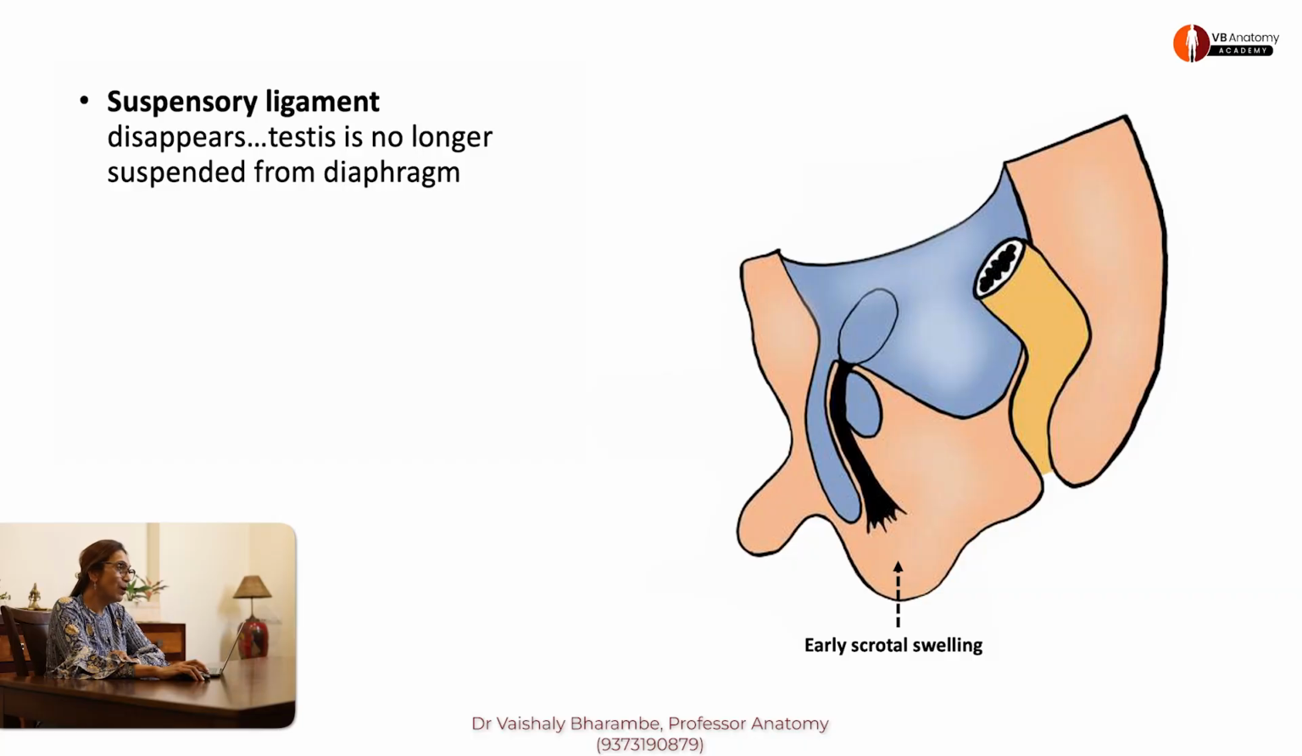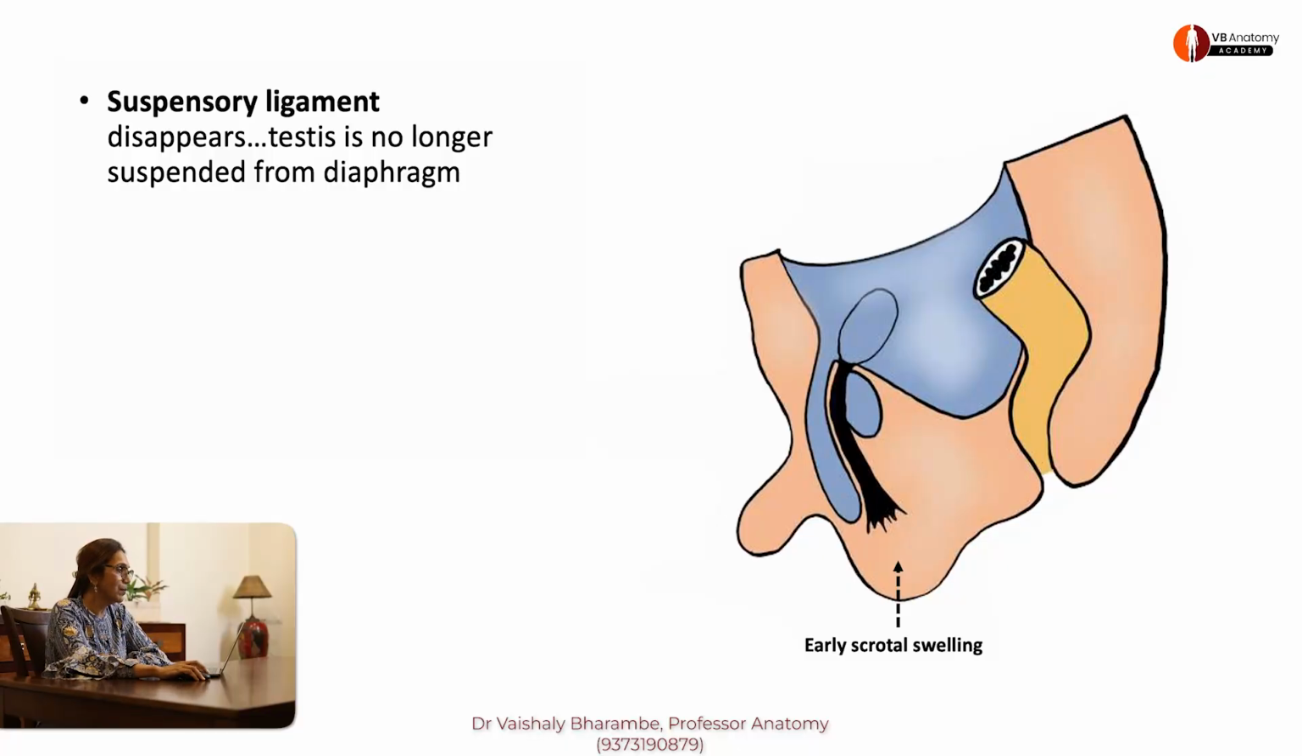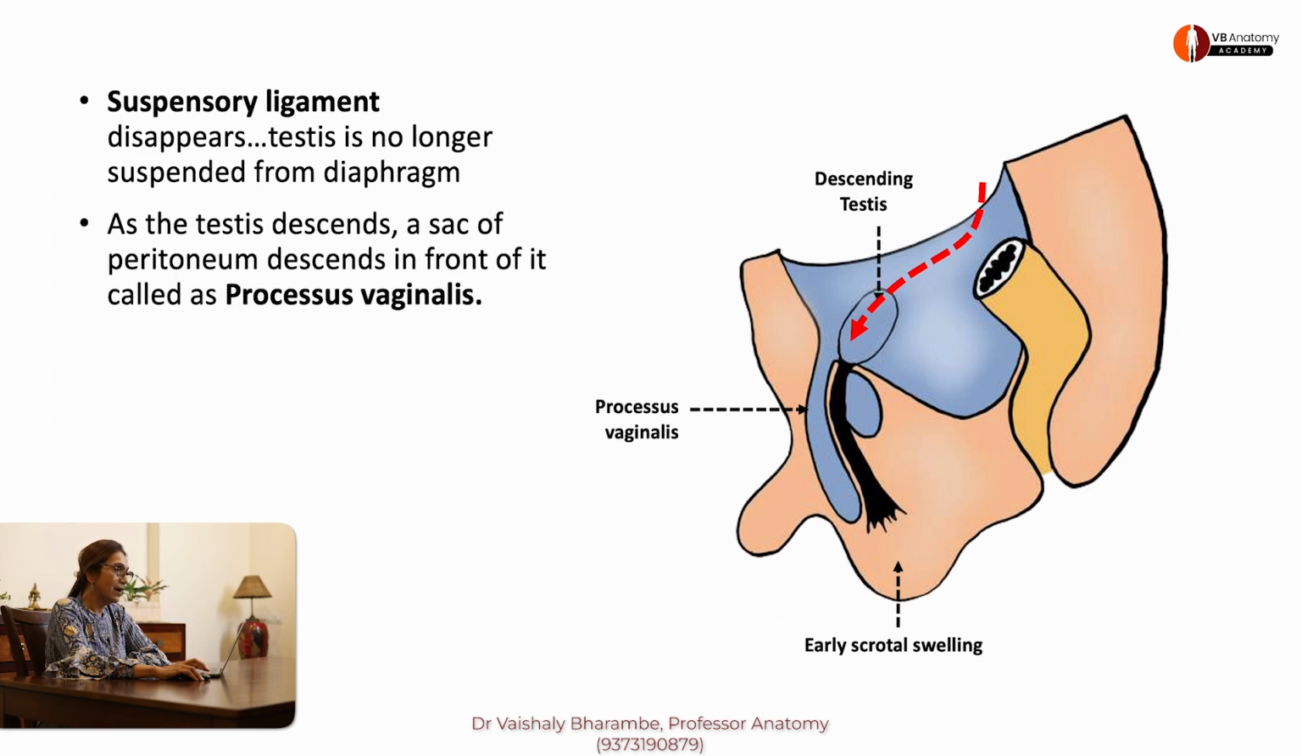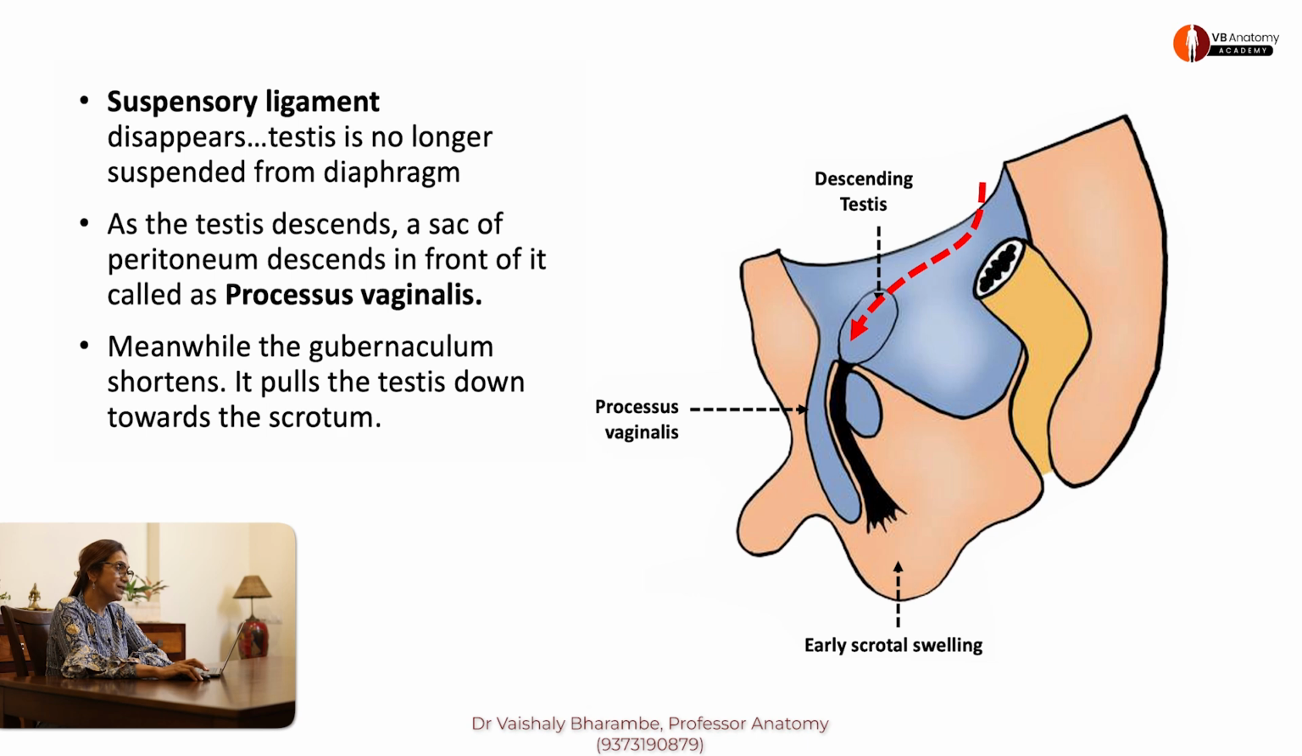Come. So now what happens one day? The suspensory ligament disappears. From being anchored to the diaphragm, the anchor is gone. Testes now are free to descend. Okay, so what happens? They begin to descend. As they descend, a process of peritoneum travels in front of them. This projection of peritoneum that leads the way for the testes is called processus vaginalis. And attaching the testes to the early scrotal swelling is the gubernaculum, right?